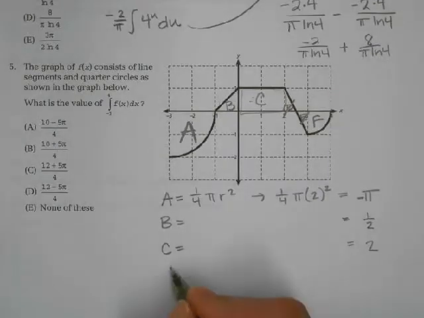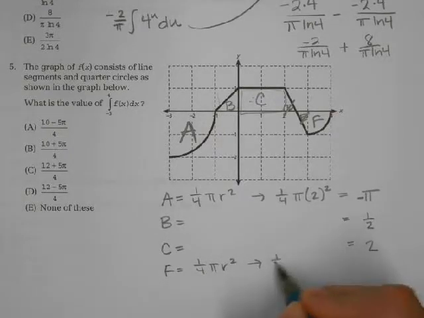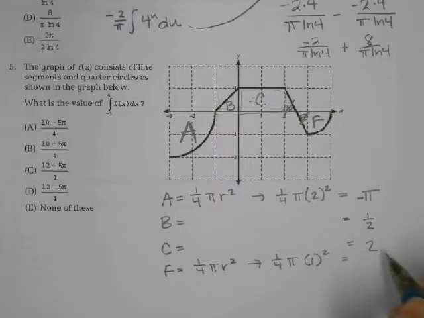And then F is another quarter circle. So we've got 1/4 pi r squared, which is 1/4 pi times the radius is 1. And so that's 1/4 pi, and again it's underneath, so that's negative.